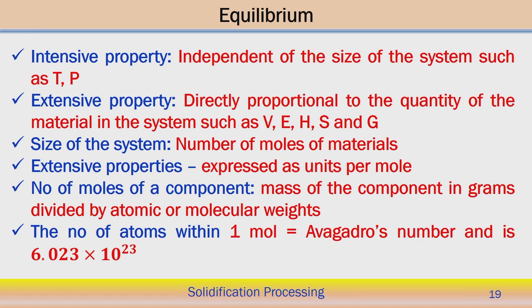Now the extensive property is expressed either per unit mass or, in this case, per mole. How can we represent the number of moles of a component? The mass of the component in grams divided by the atomic or molecular weight gives the total number of moles of that component. And we know that the number of atoms within one mole is Avogadro's number, 6.023 × 10^23.